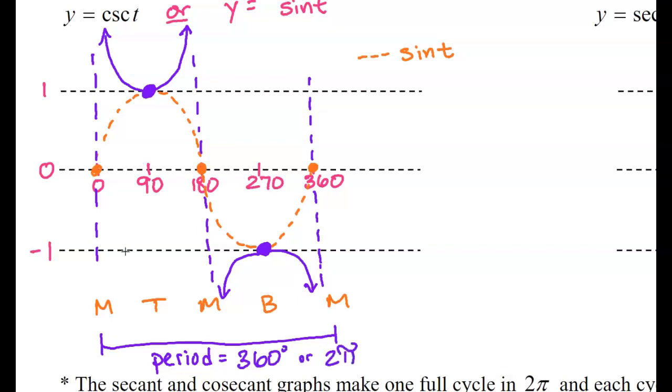Math Excel, unfortunately, does want your answer, for the period anyway, in terms of 2 pi. I'm sorry, in terms of radians. So we would say it's 2 pi here. Are there any questions about this graph, how we graphed here?